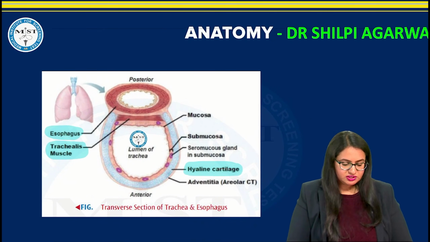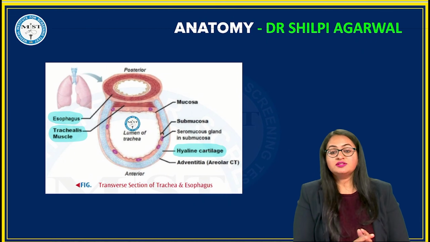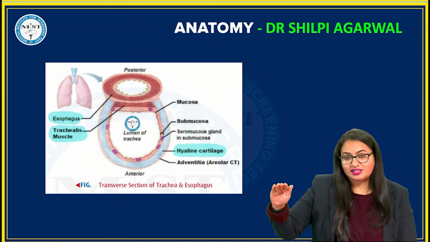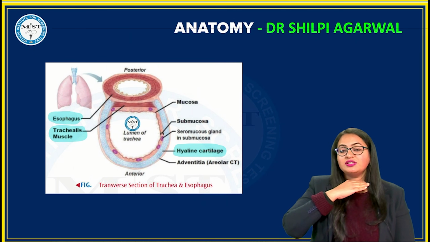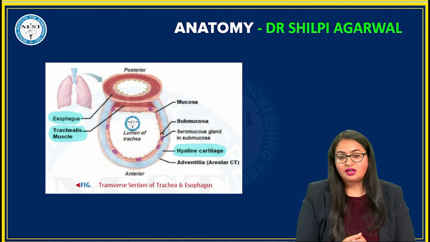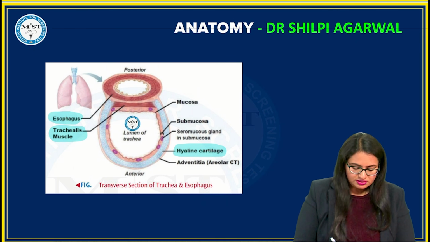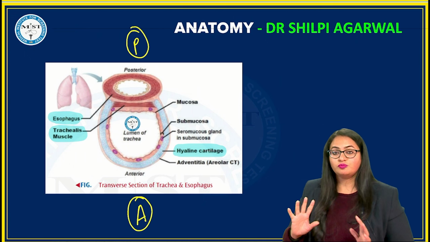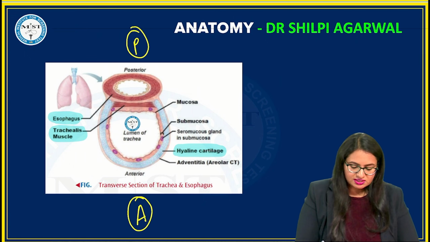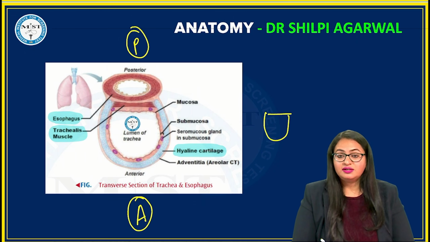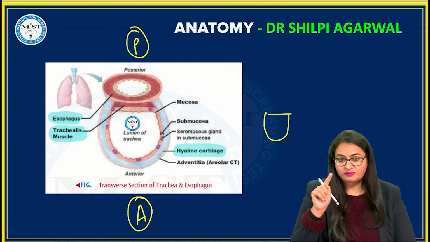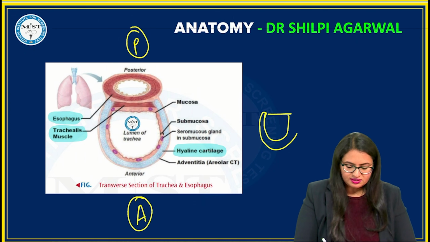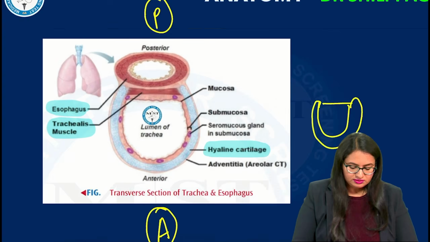Now when you see this image, what is this? This is a transverse section at the level of the trachea and the esophagus. The anterior side is where the trachea is, and the esophagus is on the posterior side. The tracheal section typically appears D-shaped, in which the anterior side has hyaline cartilage. Let us see here.